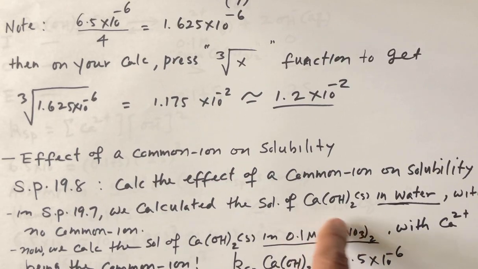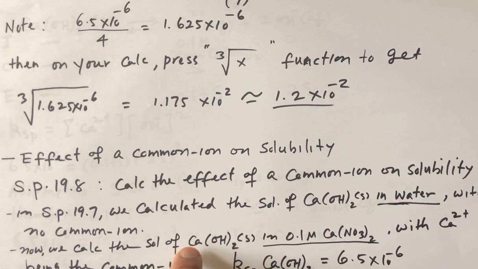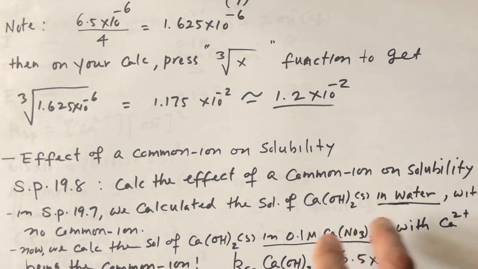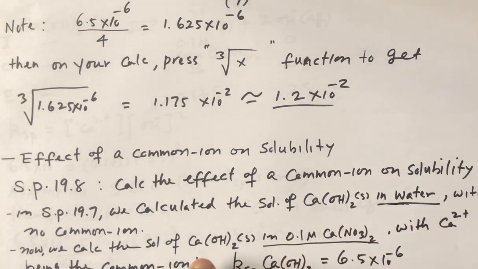So now this is our solvent. This solvent has an ion in common with our compound, and that is calcium, with calcium 2 plus being the common ion. The Ksp for calcium hydroxide is still 6.5 times 10 to the negative 6. That's given to us. Now, the question is, let's say instead of water, I put this calcium hydroxide in 0.1 molar calcium nitrate. What is the solubility?